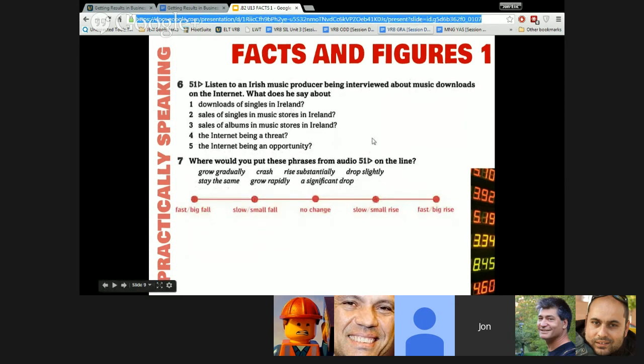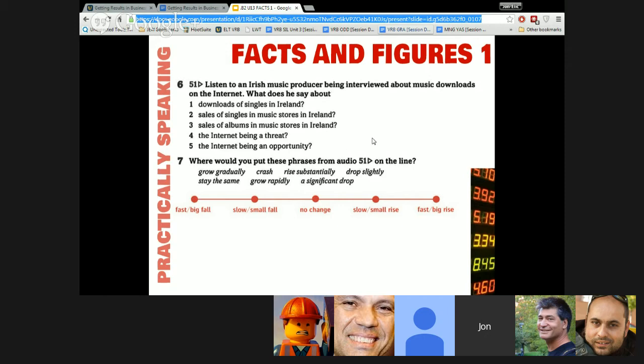So the answer to 3 would be albums. The people in Ireland prefer to buy albums in music stores in Ireland. So what would we say about the sales then? What do you recall, or what would you imagine we can say about the sales? Imagining the sales are up.